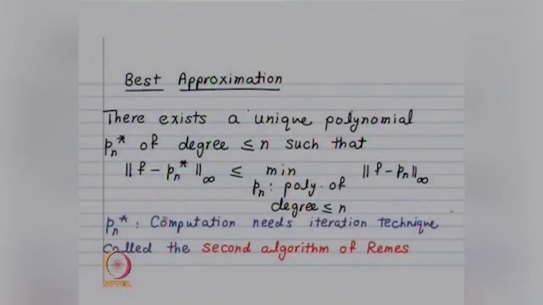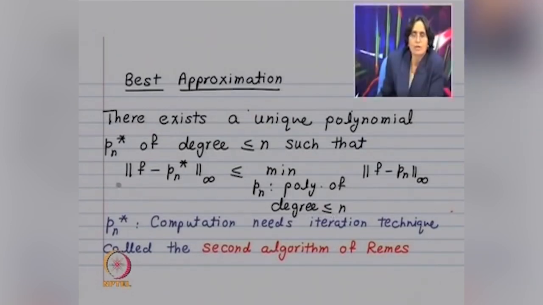But then the question of construction comes: when you are doing numerical analysis, we do not want just existence, we should be able to construct. The error should converge to 0 at a reasonably fast rate. So, you have the best approximation. There exists a unique polynomial p n star of degree less than or equal to n, such that norm of f minus p n star is less than or equal to the minimum of norm of f minus p n. So, you are taking the minimum over all polynomials of degree less than or equal to n. So, you are doing your best.